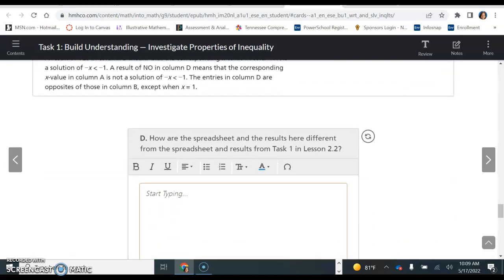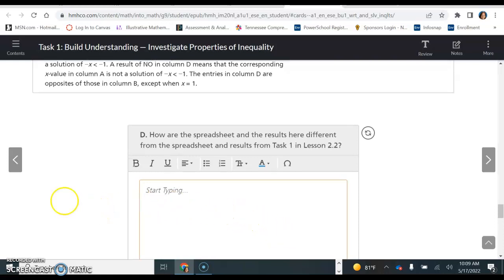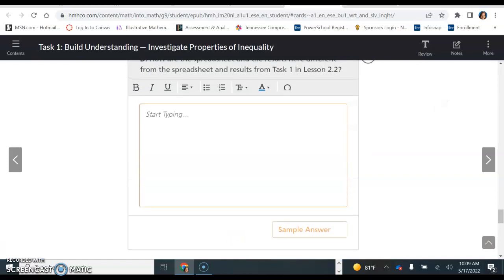All right, it says, how are the spreadsheets of the results here different from the spreadsheet of the results in task 1 in lesson 2.2? All right, in 2.2, we were solving equations. And remember, addition, subtraction, multiplication, and division, you have equal signs, so you do the same operation on both sides. The only difference here is that when you multiply or divide by a negative number, you have to switch the inequality. All right, that's all for task 1. If you have any questions, let me know.